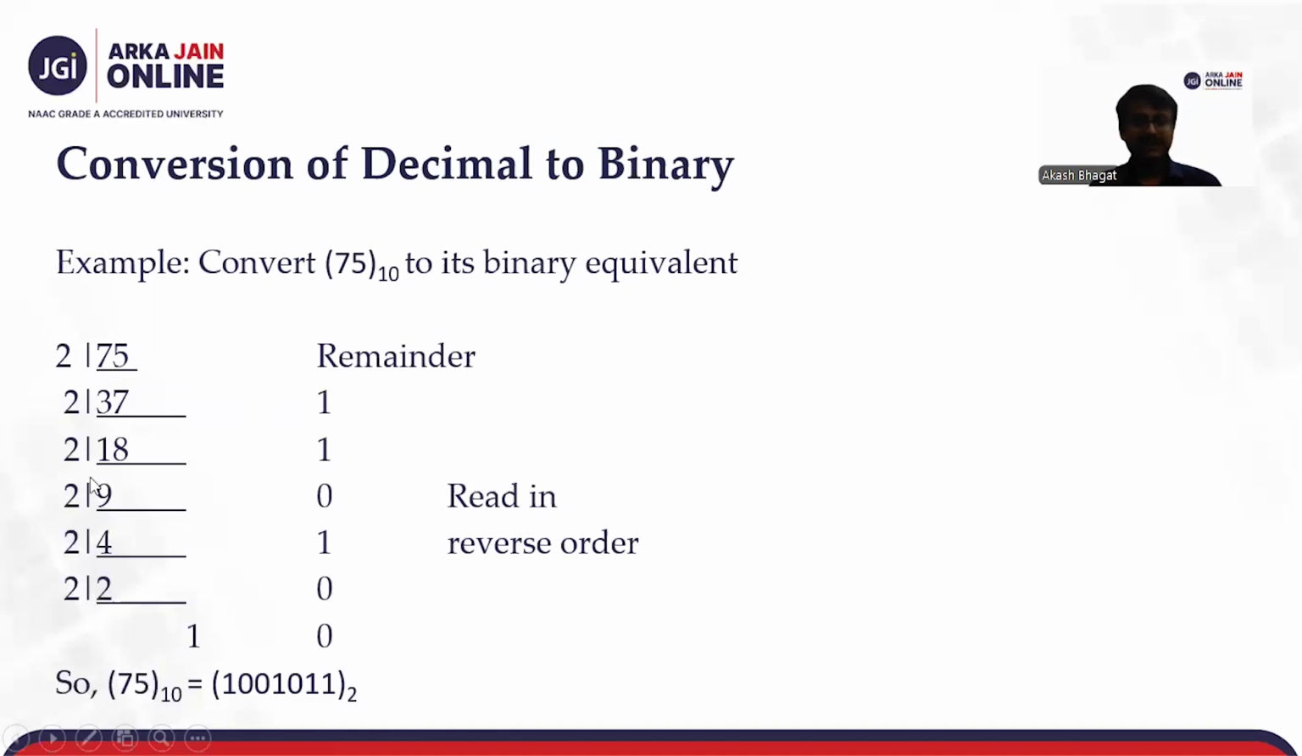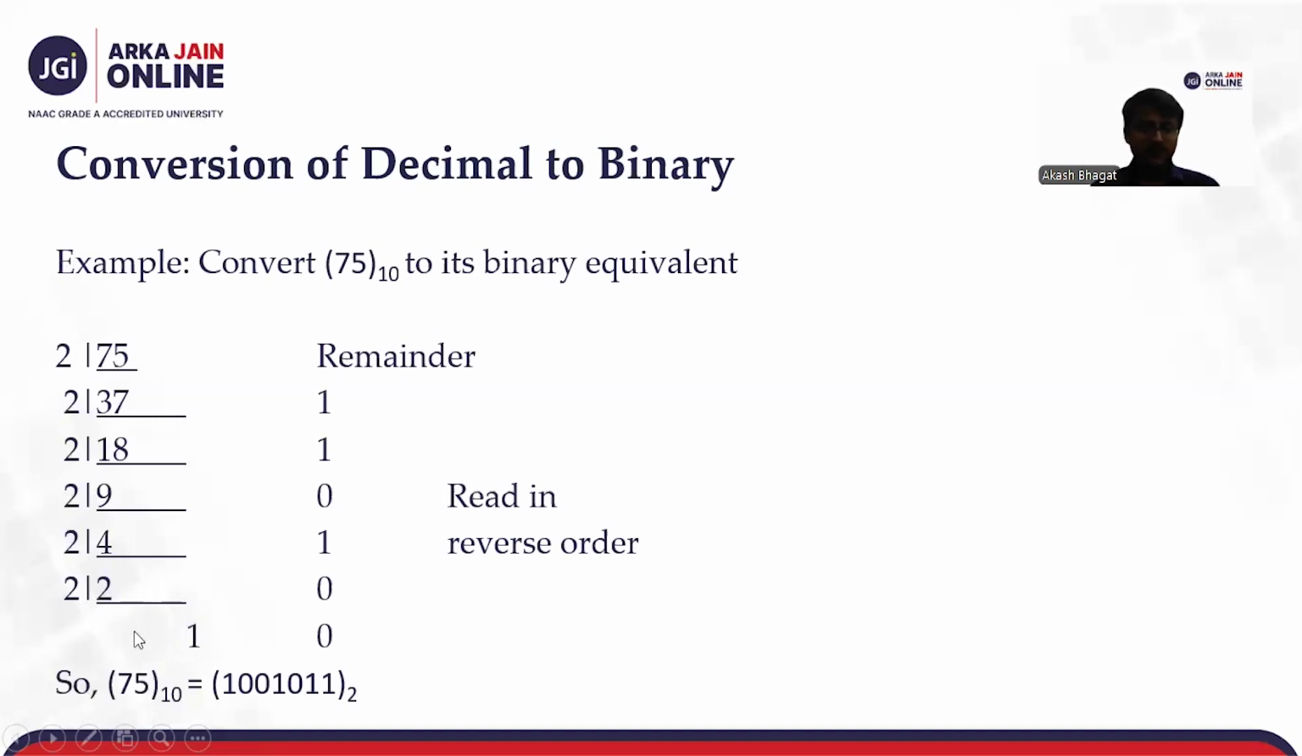Now again we divide this 18 by 2. Two nines are 18, so the remainder is 0. Again we divide this 9 by 2. Two fours are 8, remainder is 1. Now 4 will be divided by 2, two twos are 4, remainder 0. Now 2 is getting divided by 2, two ones are 2, remainder 0. Why do we have to divide this 2 also? Because we have to get this dividend.